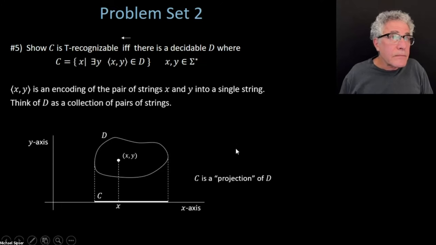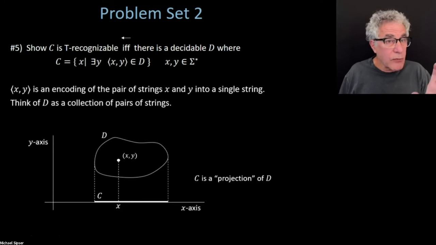And there are 2 directions here. One is a lot easier than the other. If I give you a decidable D, and I want to test whether something's in C, so I give you an X and I want to know, is X in C? Well, you now have to test, is there some Y that I can pair with X where the pair is in D? So you can start looking for that Y. If you ever find one, you know that X is in C. There are infinitely many Y's to look for, but don't forget, you're only looking for a recognizer for C.